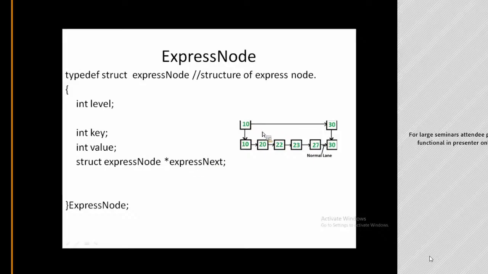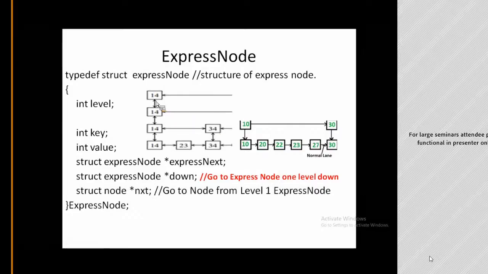In the express lane, I'm going to go to the next, therefore I said express next. Then struct express node down. Now, probably you may not understand what this down business is. There are two downs. One is coming down to the normal lane, and the other, as you are seeing in the diagram, is this, say, layer 1.